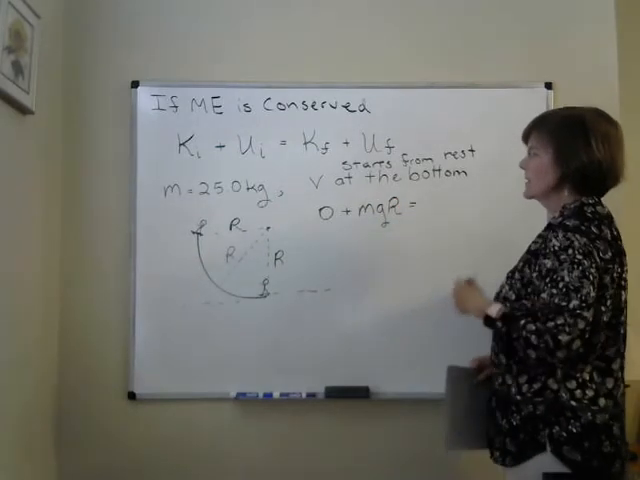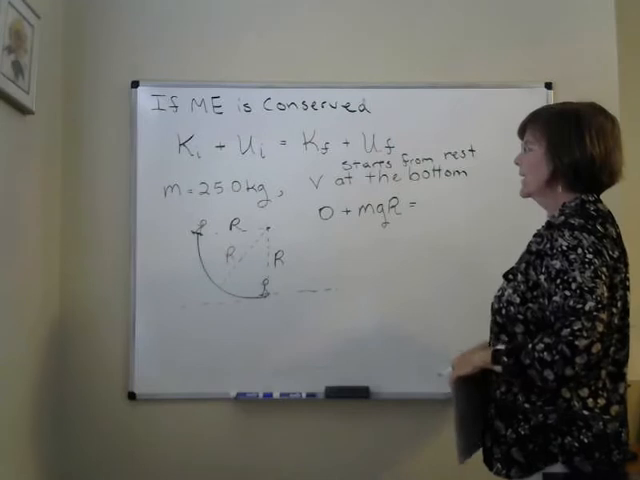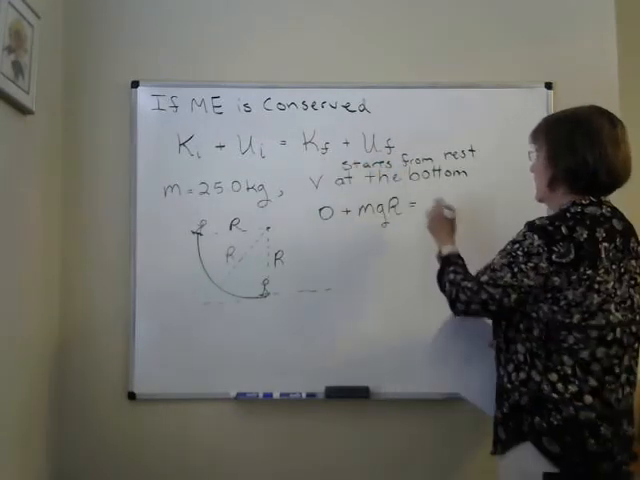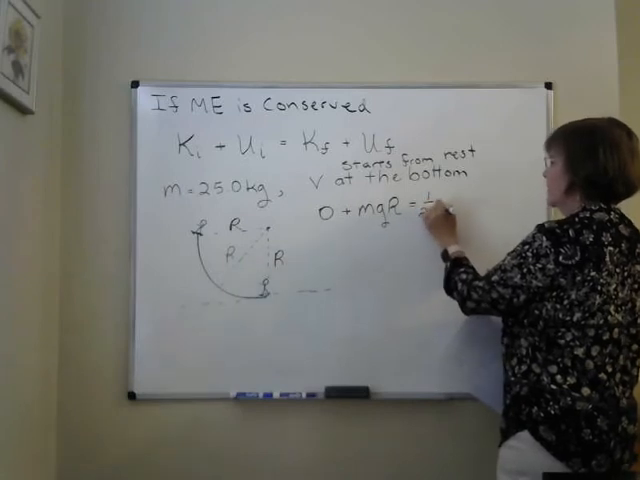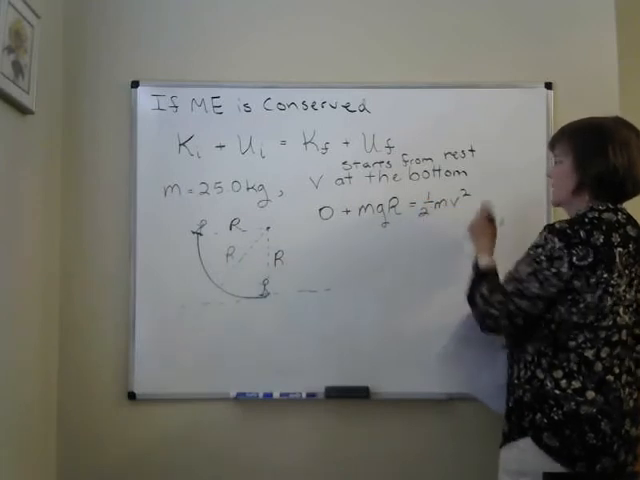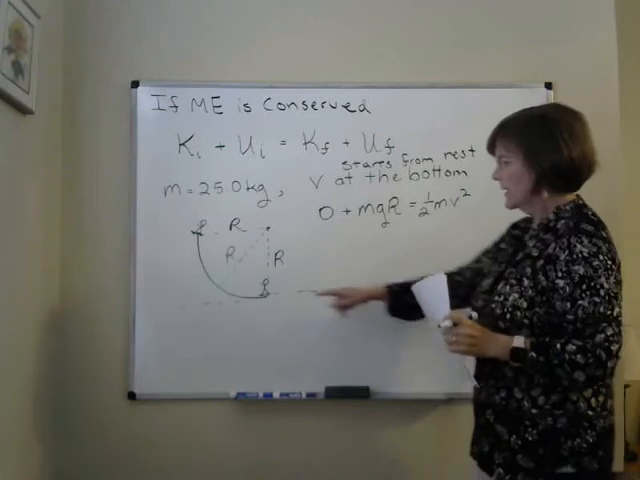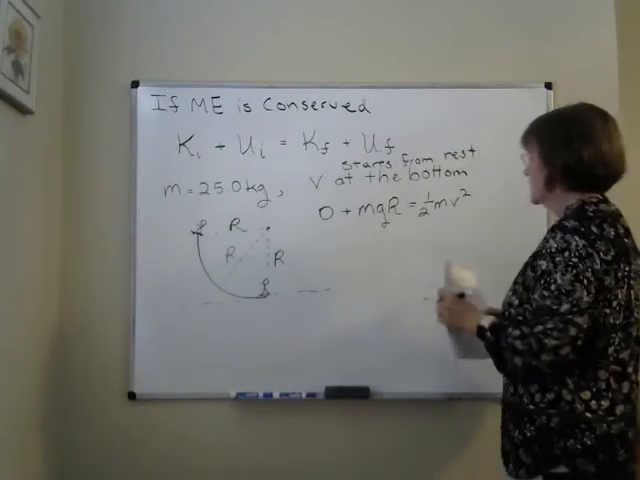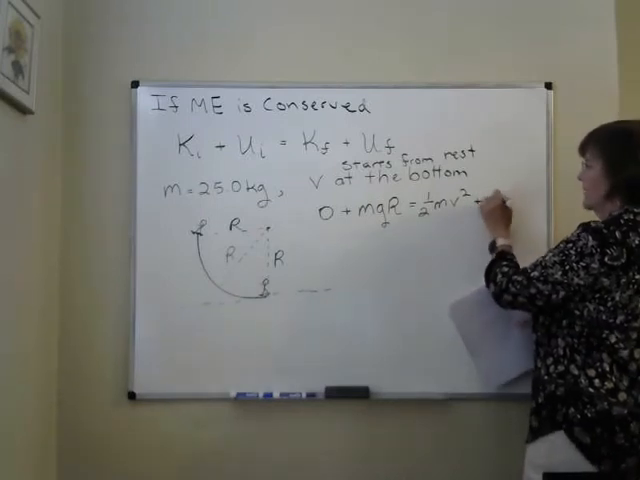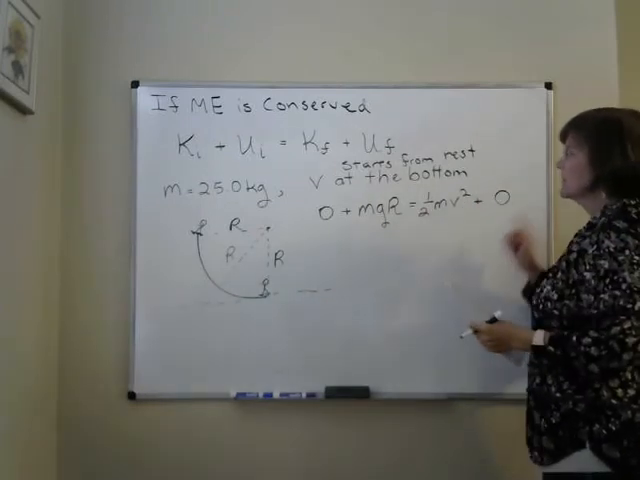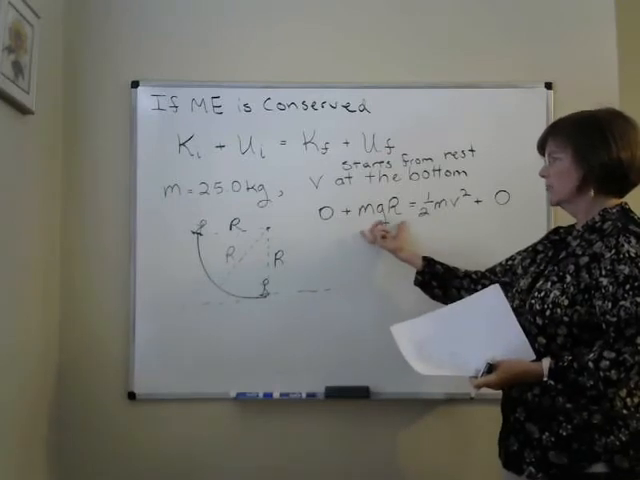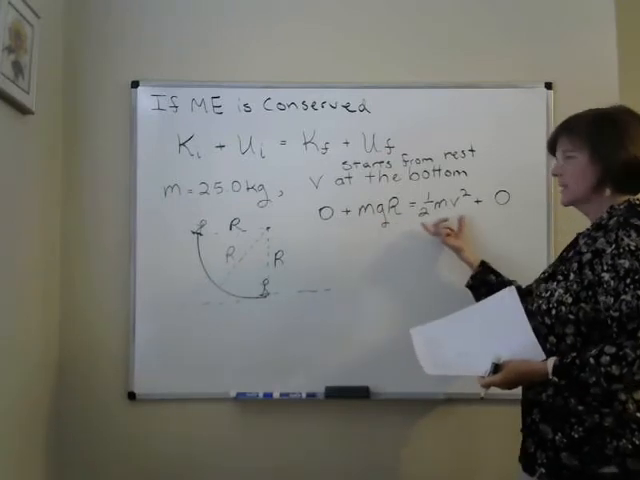When he reaches the bottom, we know he's going to be moving, so he'll have a final kinetic energy of 1/2 mv squared. However, his height above the ground now is 0, so his potential energy has fallen to 0. So this is pretty classic conservation of energy. He started out with a certain amount of potential energy, all of it got converted to kinetic energy.